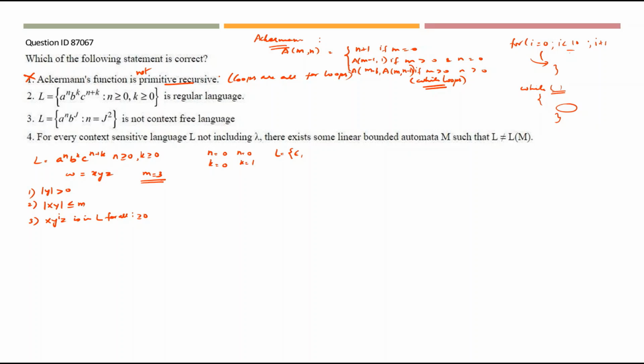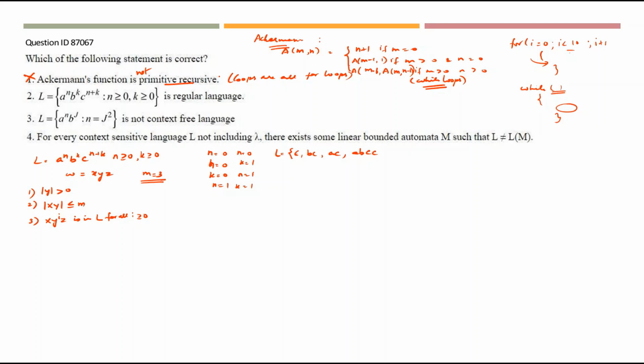B and C. So for BC, k is equal to 0 and n is equal to 1. We'll have AC. Just substitute in the language and find it out. Let's take n is equal to 1 and k is equal to 1. A will have a power 1, b will have b power 1, c will have c power 2. So A, B, C, C.